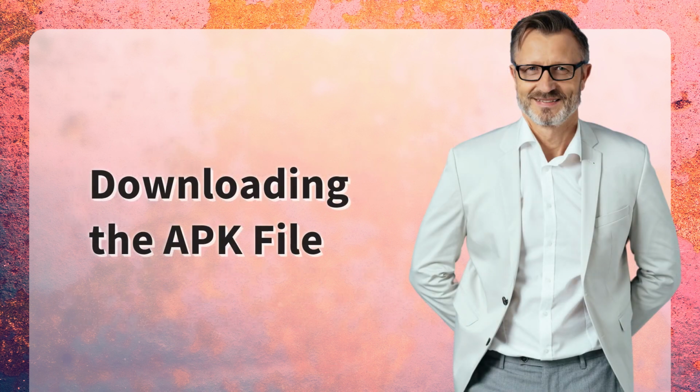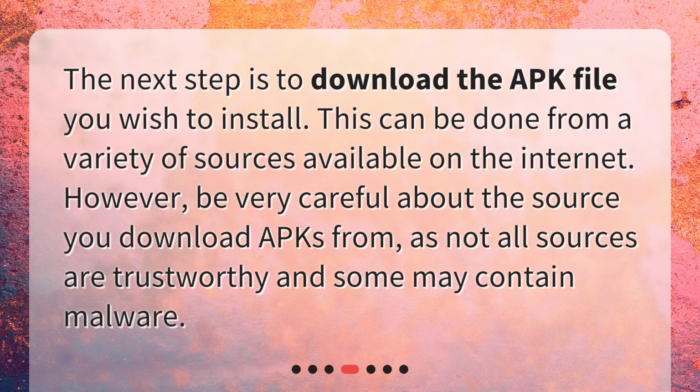Downloading the APK file. The next step is to download the APK file you wish to install. This can be done from a variety of sources available on the internet. However, be very careful about the source you download APKs from, as not all sources are trustworthy and some may contain malware.